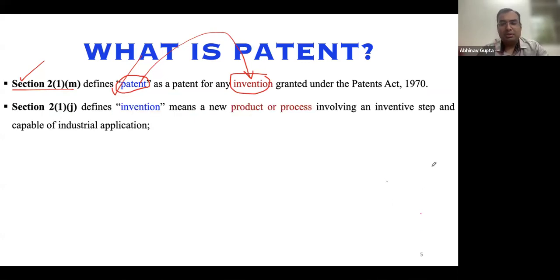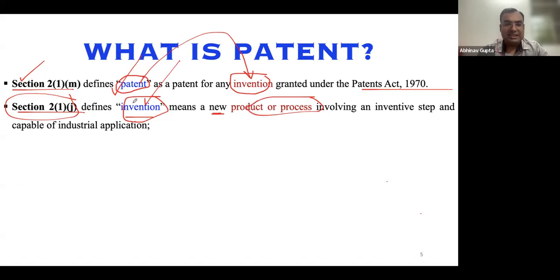No idea? No problem. We'll again go back to our Patents Act 1970. And when we went to the Patents Act 1970, we looked at Section 2(1)(j). So we don't have to worry at all. So the Patents Act tells us what is invention. The Patents Act tells us that invention means a new product or process. So what is basically an invention? Invention is nothing but it can be either a product or a process. Now, these product and process have certain characteristics. What are those characteristics? The first characteristic is that such product or process should be new.